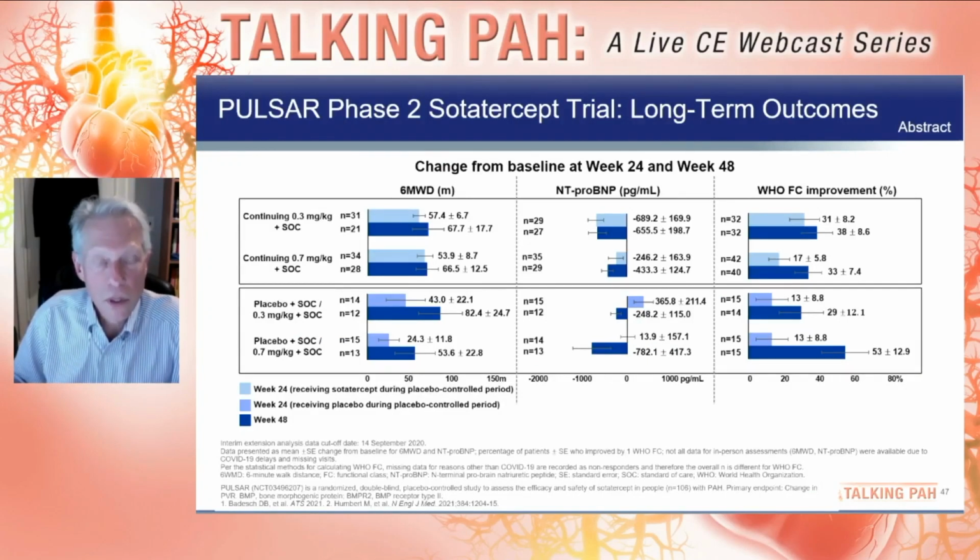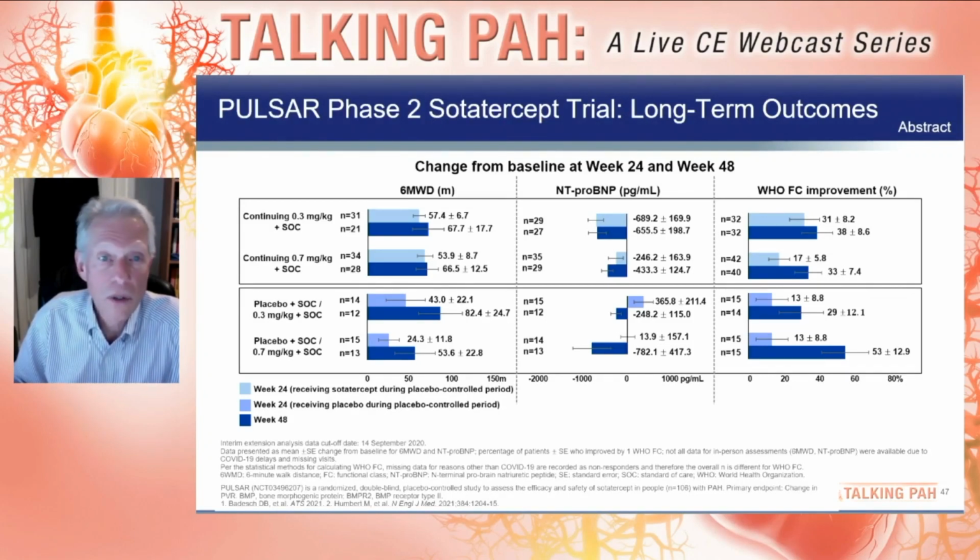This is the result of the Pulsar trial, which was the phase 2 trial. I do want to point out that the primary outcome was pulmonary vascular resistance in this study, and we did see a significant improvement or decrease in pulmonary vascular resistance in those patients who were treated with sotatercept.